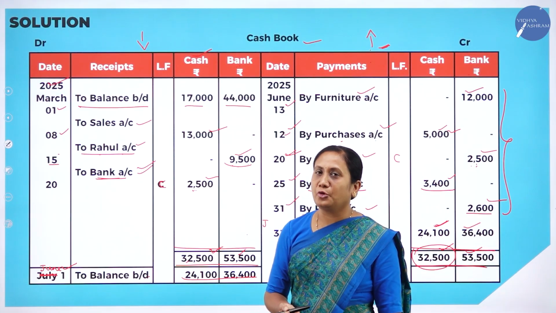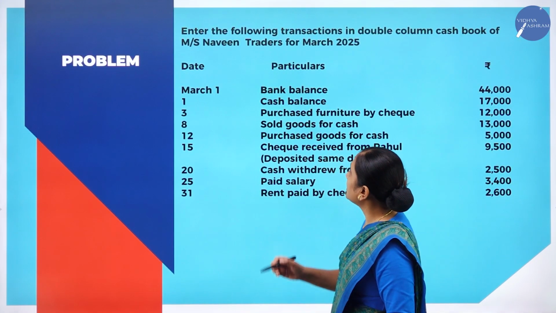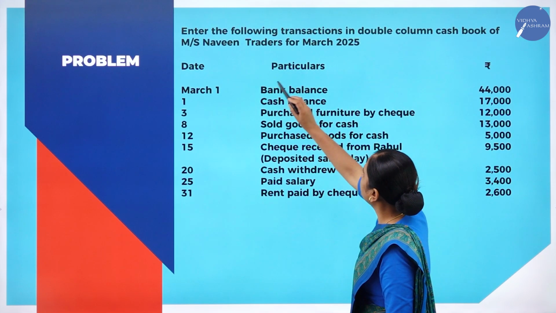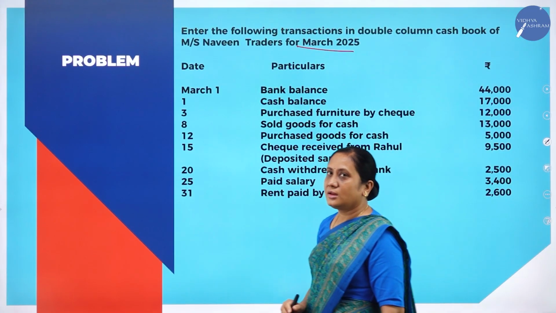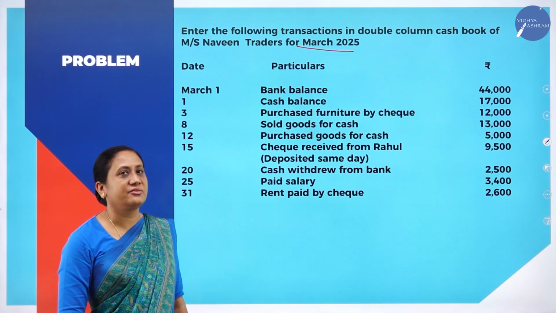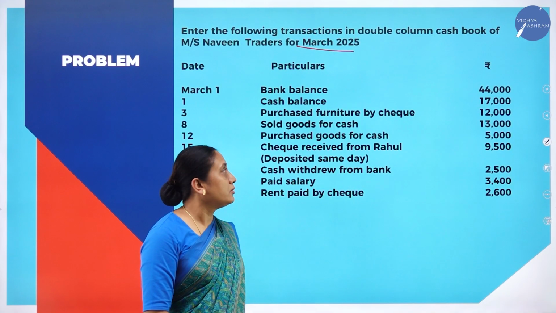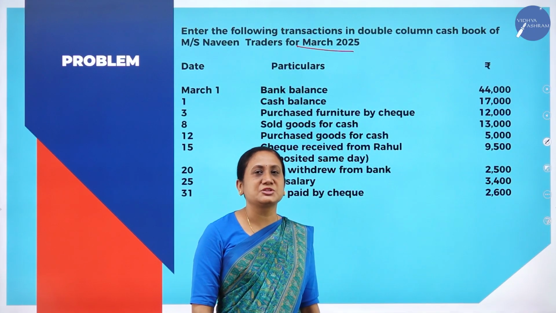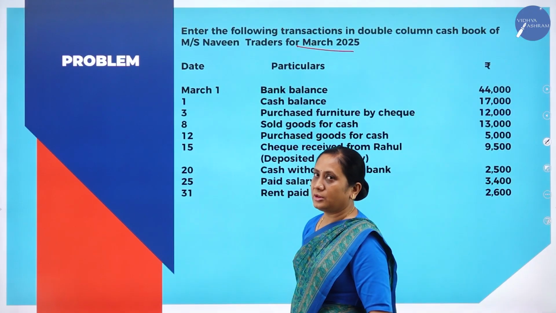Now let us see one more problem. Let us look into the problem, students. See here, enter the following transactions in double column cash book of Messrs. Naveen Traders for March 2025. In our previous slides, we have learnt what is the meaning of double column cash book. Now, this type of double column cash book problem is asked for 12 marks in your examination. Now, we will look into the problems.